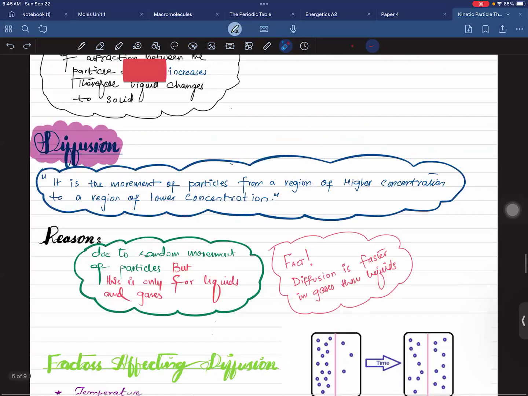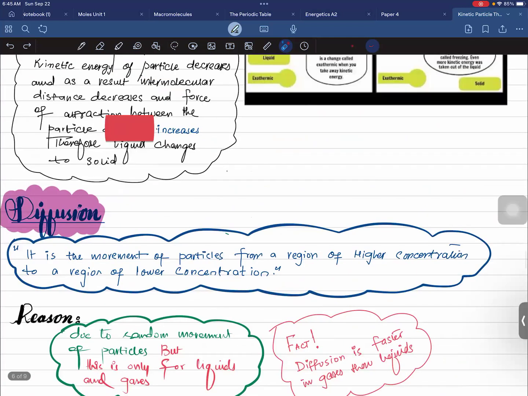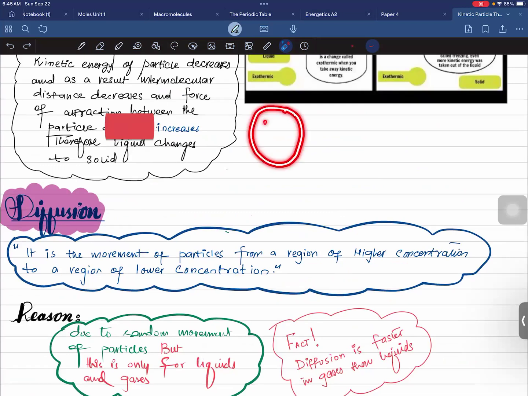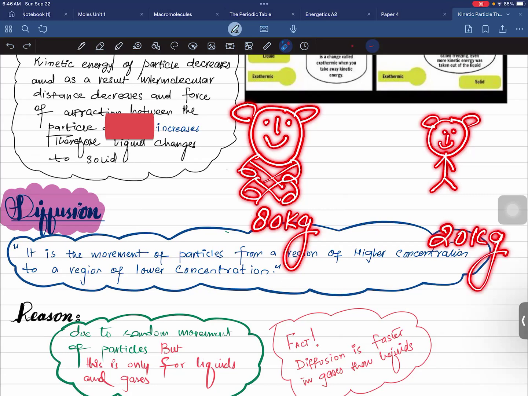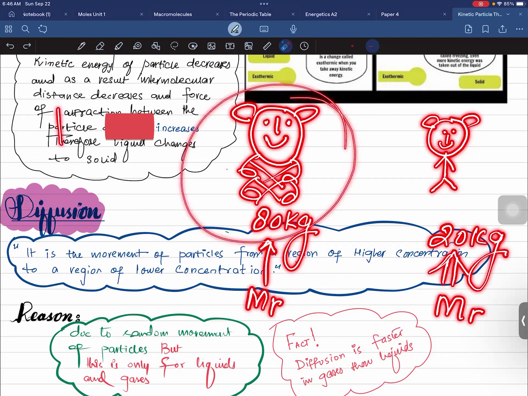What does it mean? Molecular mass means, in simple words, the weight. Let's suppose this is a guy who has 80 kg weight, and this is a person who has 20 kg weight. So the molecular mass is 20 kilogram. Molecular mass is represented by Mr, relative molecular mass, and here it is 80. So Mr is equal to 80. So this guy is heavier, and this is lighter.